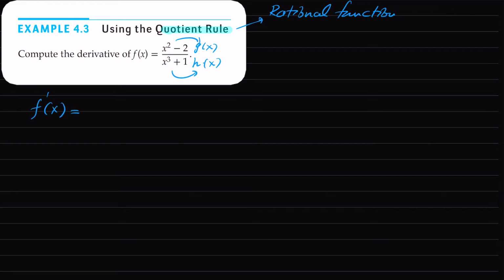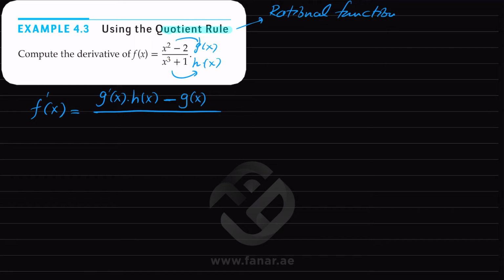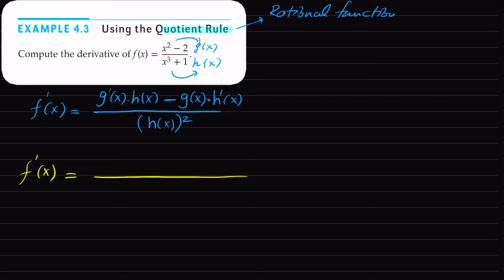F prime of x is g prime of x multiplied by h of x, minus, we will keep the first as it is multiplied by the second, over h of x, all of it squared. So f prime of x is equal to g prime. So we will do the derivative of this one. Negative 2 is cancelled because it's constant. So the derivative of x squared, we will drop the 2 down. So 2x power 1, it was 2, then becomes 1, multiplied by h of x, which is x cubed plus 1, minus g times h prime.